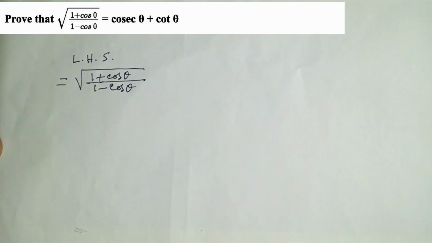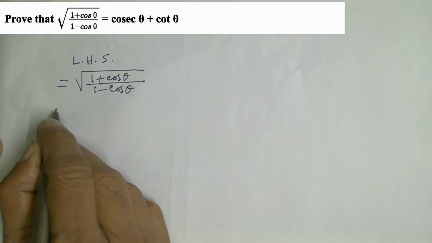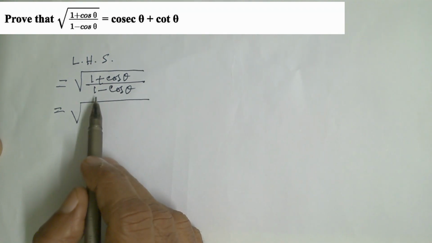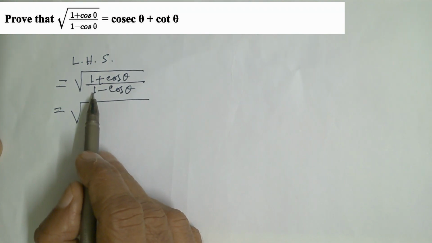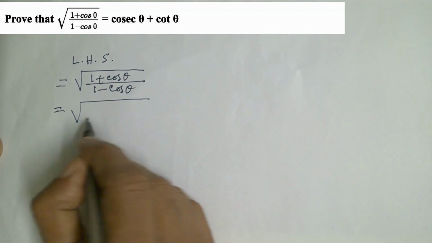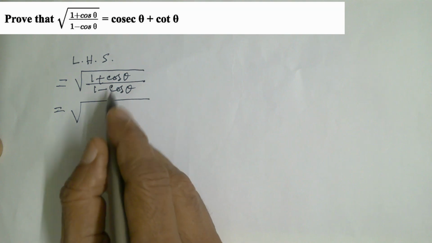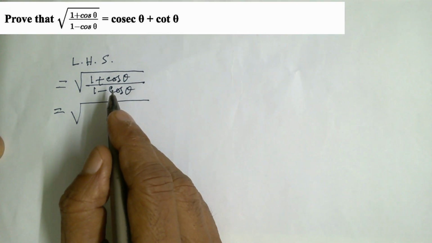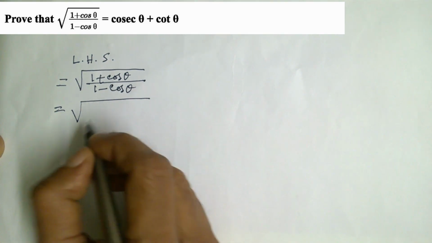There is no expression in the denominator of the right hand side. So, we have to eliminate the expression in the denominator. To do so, multiply numerator and denominator by 1 plus cos theta.